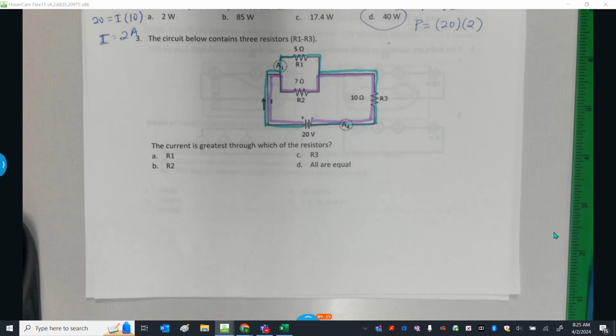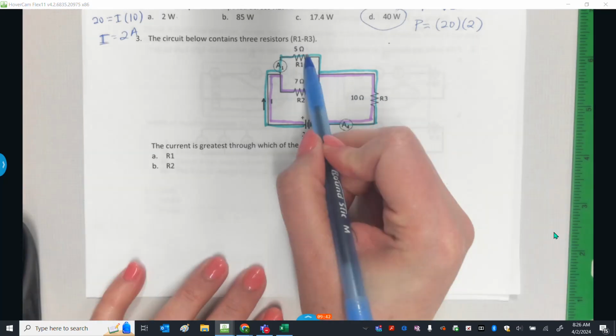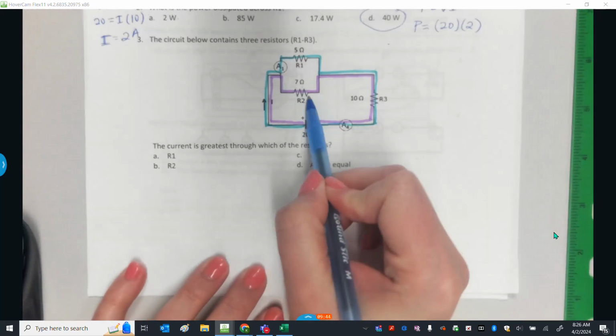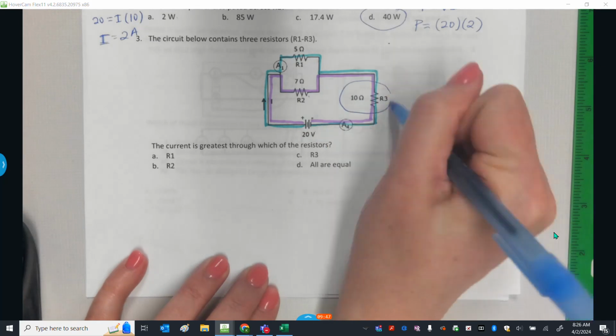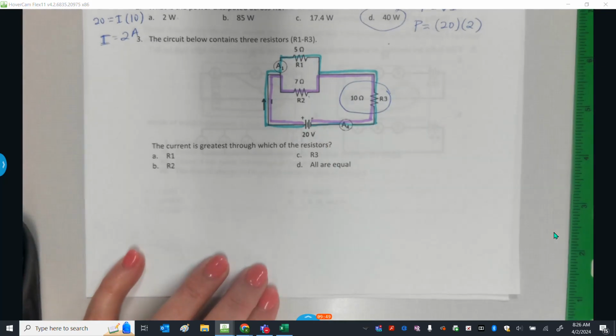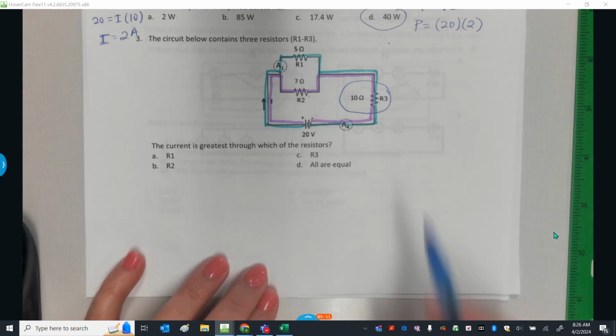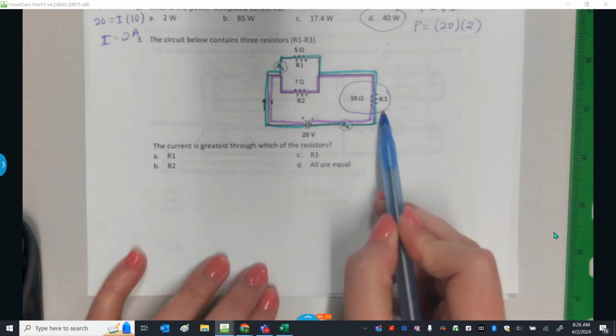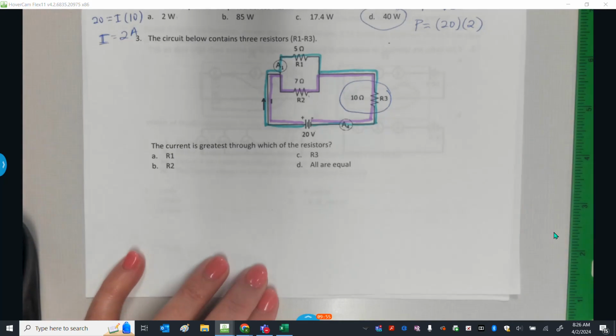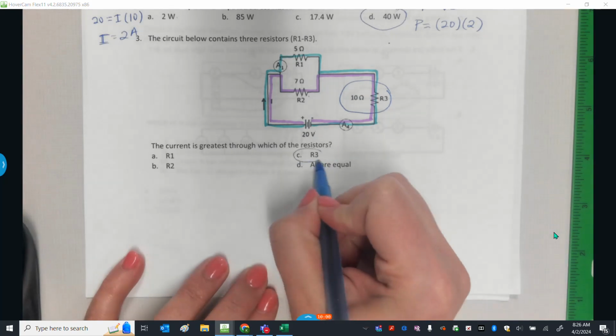I don't have to do any math to answer this question. Now, could you? Sure. It's a lot of math, though. Okay, we don't need the math. The question is, where's the current the greatest? And if you look at this, this has part of the current. This has part of the current. This has all of the current flowing through it. Both the purple and the blue go through R3. This has the most current because it has the total current flowing through it. So the answer to this question is C.